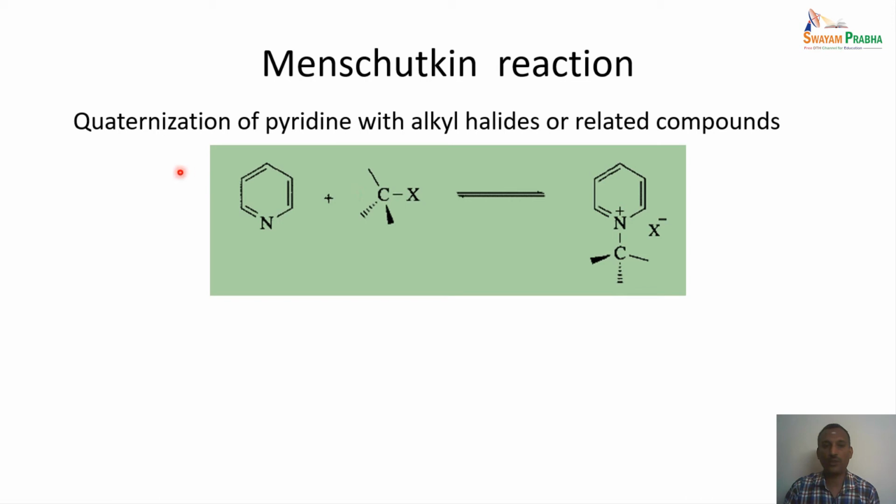Menshutkin reaction is shown here. This is basically the quaternization of pyridine with an alkyl halide or related compound. When an alkyl halide is treated with pyridine, we get the quaternary salt as shown here. So this is the Menshutkin reaction. So here the nitrogen is having a positive charge.